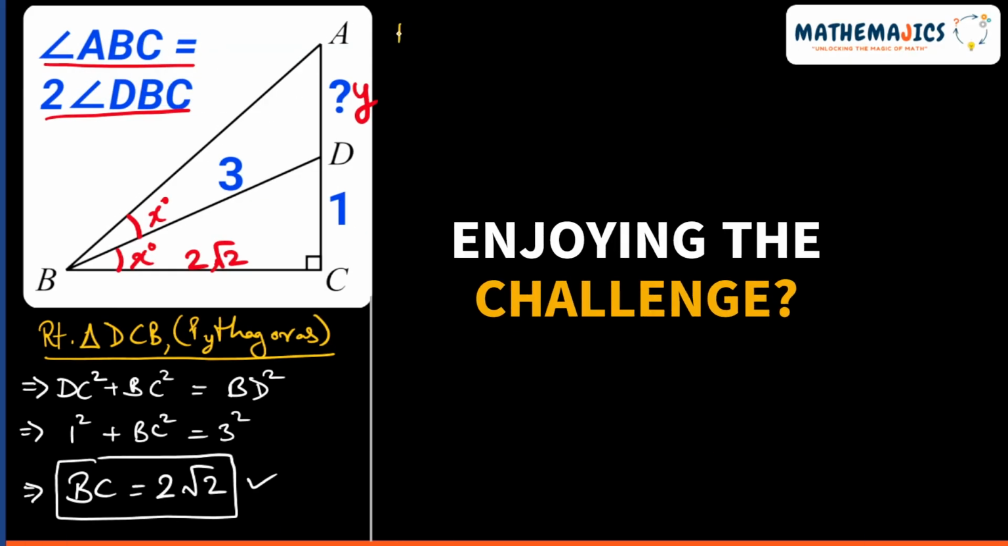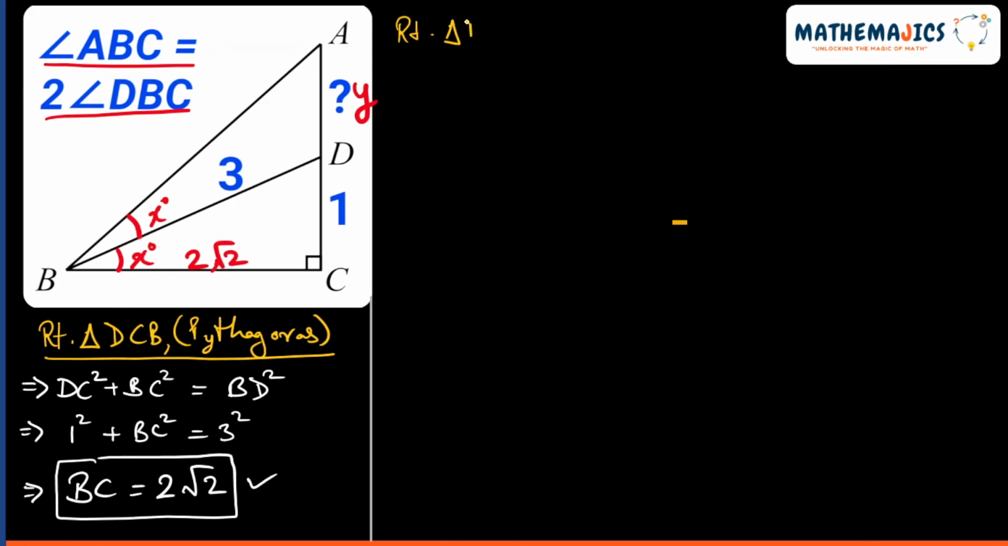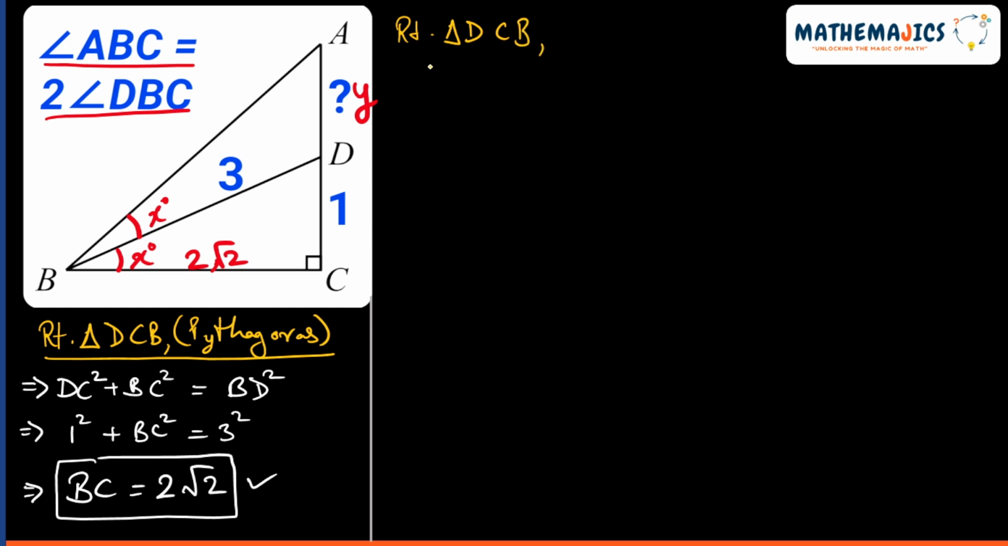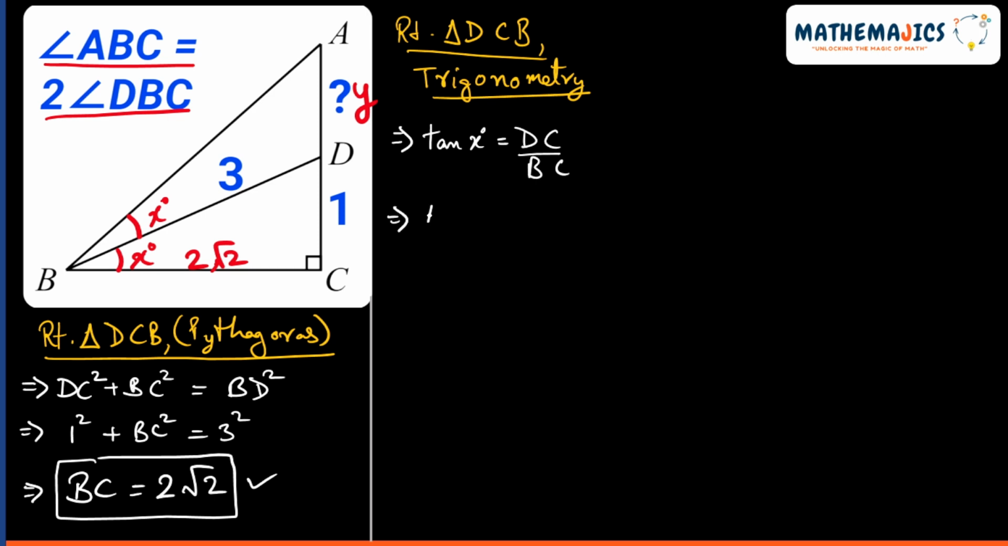Now I'll be taking right triangle DCB again, but this time I'll be applying trigonometry here. I'll be applying trigonometry formula here. So what is that trigonometry formula that I'll be using? I'll be using tan x degree is equals to DC upon BC. That means tan x is 1 upon 2 root 2. Please keep this in mind. We will be using this ahead in the solution.